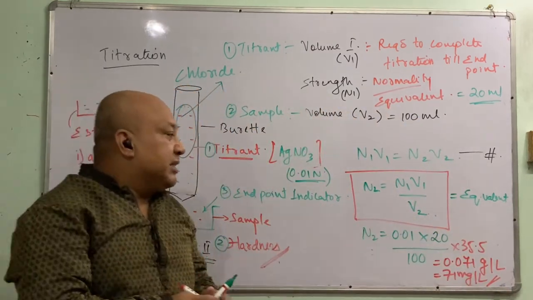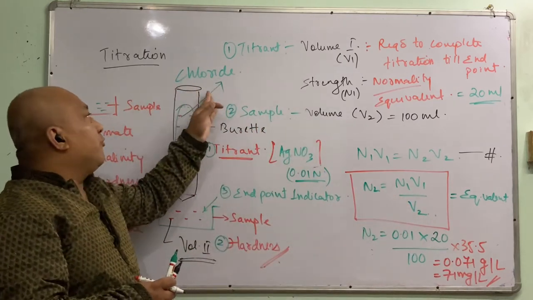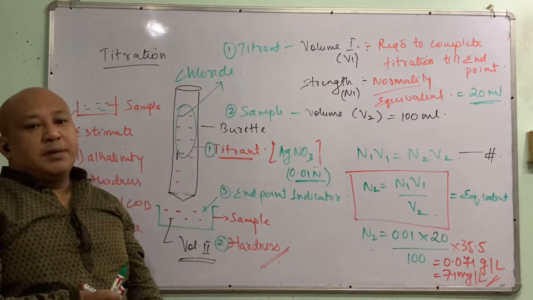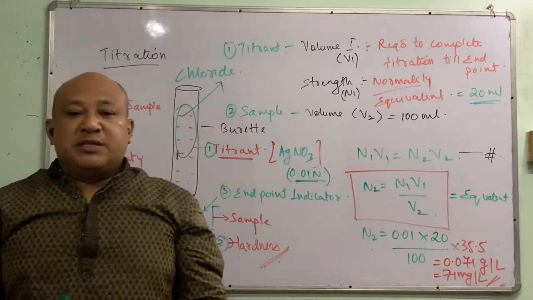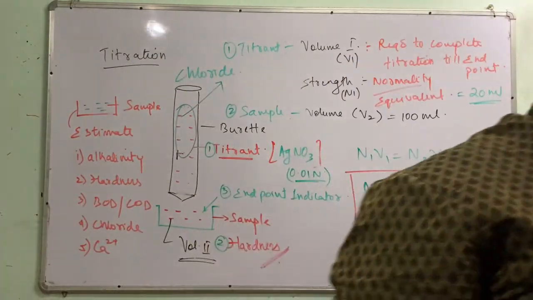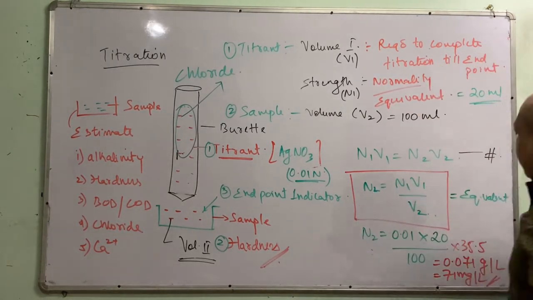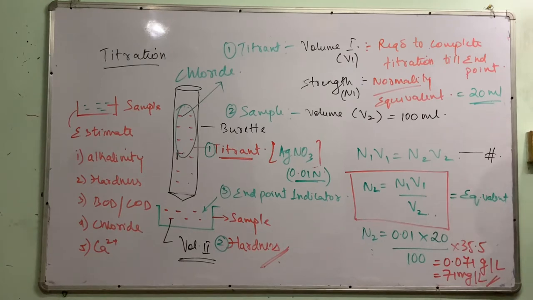Is it okay? Multiply by the equivalent weight of the chemical you want to find. If chloride, it's chloride. Is it fine? Now, this is the basic fundamental of titration. With the help of titration, we can estimate many, many parameters. So to begin with, let me start first with pH and alkalinity. Fine, in case you want to have a look, you can pause the video and have a look, okay? Thank you.